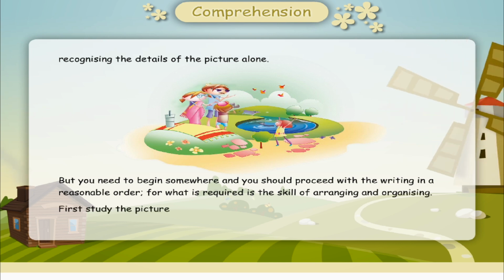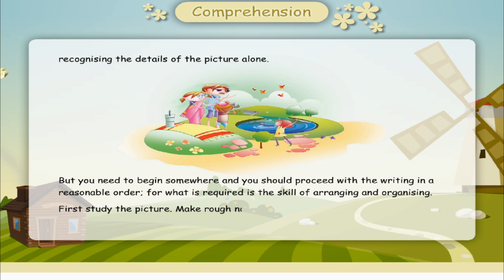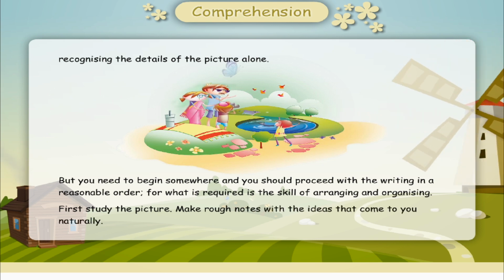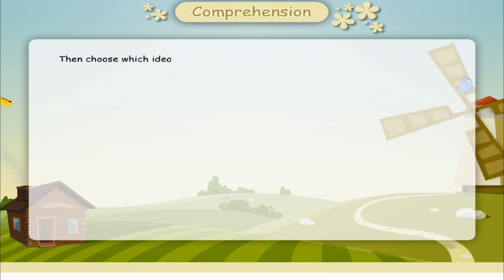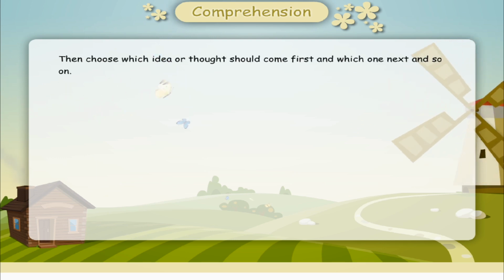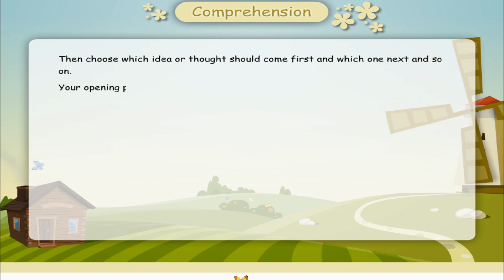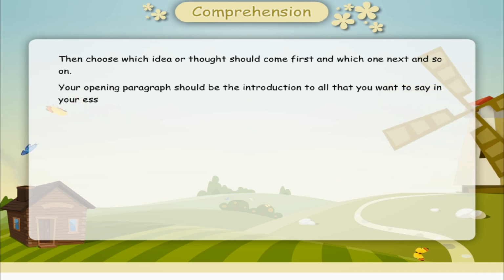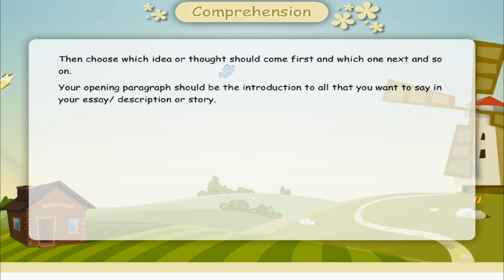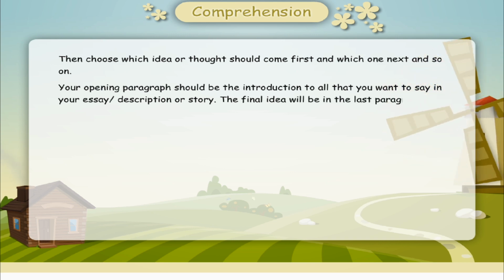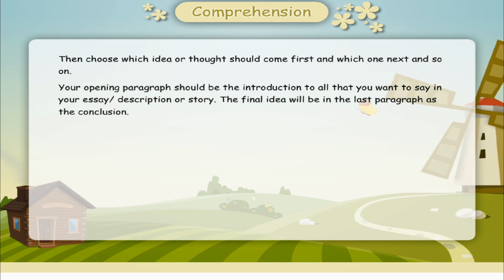First, study the picture. Make rough notes with the ideas that come to you naturally. Then choose which idea or thought should come first and which one next, and so on. Your opening paragraph should be the introduction to all that you want to say in your essay or description or story. The final idea will be in the last paragraph as the conclusion.